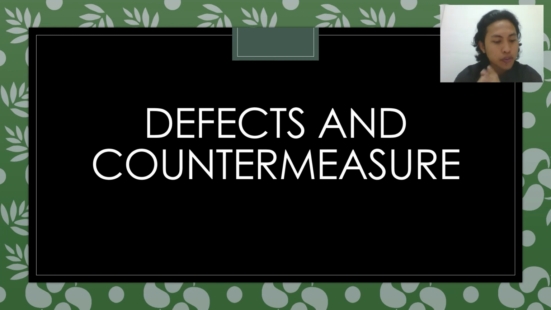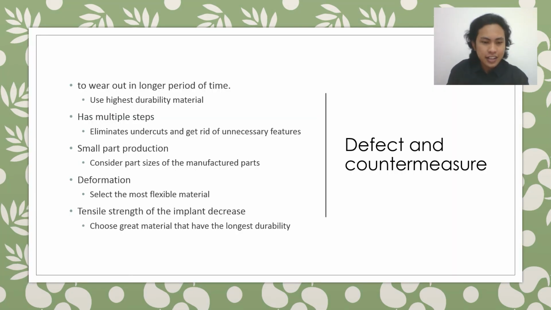Now moving on to the defects and countermeasures of the elbow surgical implant. Firstly, the material used has the possibility to wear out over a longer period of time. The countermeasure for this problem is to use the highest durability material available, according to all the specs needed to build the implants. Secondly, the metal injection molding process has multiple steps which lead to more expensive process costs.